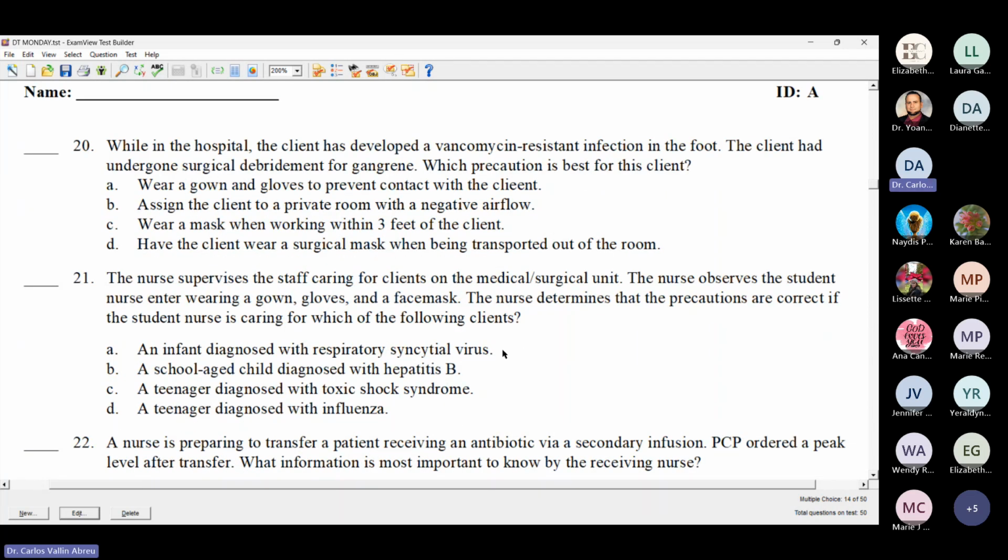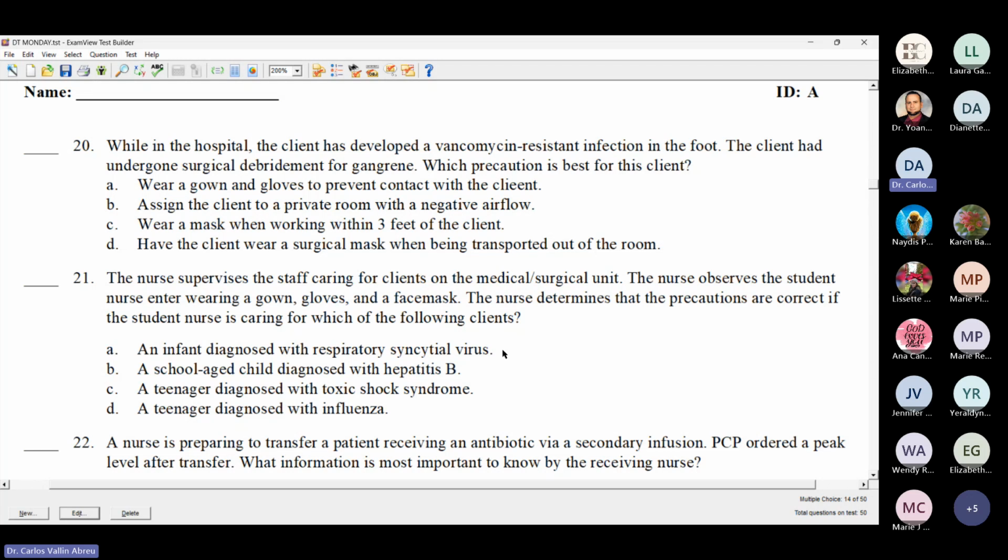Well, in the hospital, the client has developed a vancomycin-resistant infection in the foot. Vancomycin resistant is a big problem because usually we use vancomycin for resistant infections. So now we have bacteria like Staphylococcus aureus that have become resistant to vancomycin. It's called VRSA, vancomycin-resistant Staphylococcus aureus. The client has undergone surgical debridement for gangrene. Pobrecito. Which precaution is best for this client?